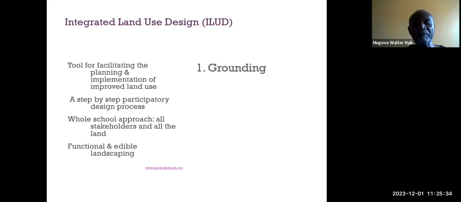And the steps that we follow in ILUD are 5, and the first one is grounding. This is a very critical step in ILUD because it lays the foundation for everything that follows. So grounding means reconnecting the school community with 3 things: reconnecting them with nature, reconnecting them with their own culture, reconnecting them with their own history. And it might be surprising that school communities need this reconnection, but it is a basic need in many African communities, because there's been a lot of disconnection.